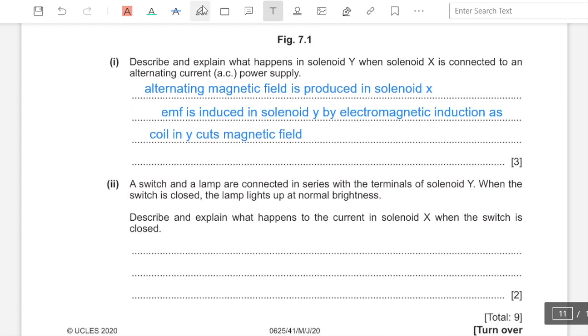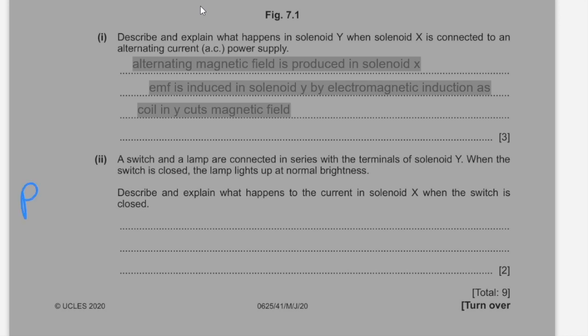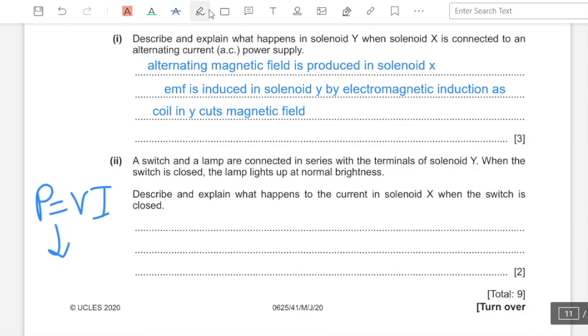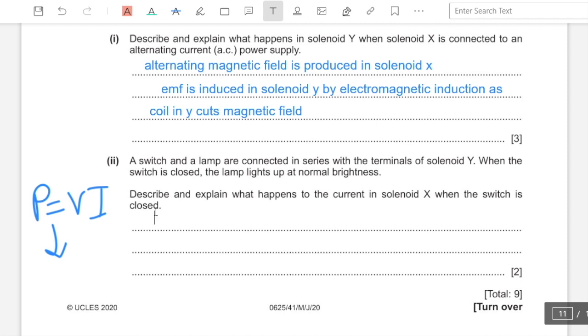Brightness is dependent on power, which is equal to voltage times current. So if the voltage due to alternating current decreases, what do you need to have? You need to have sufficient current for the lamp to light up at normal brightness. So if the voltage does decrease, the effect is nullified by the high amount of current over here, and that is why the power, which means the brightness of the lamp, is not affected. So the current over here increases.